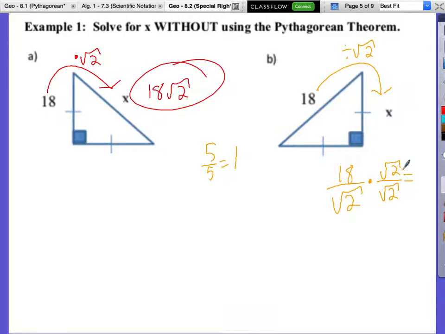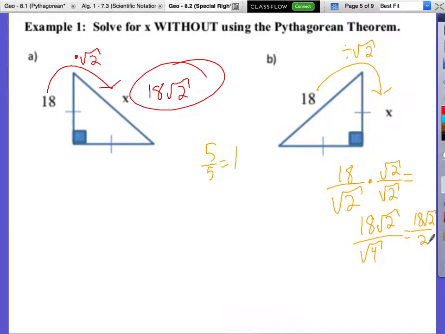What's 18 times the square root of 2? Just 18 times the square root of 2. What's the square root of 2 times the square root of 2? Square root of 4. And what is the square root of 4?